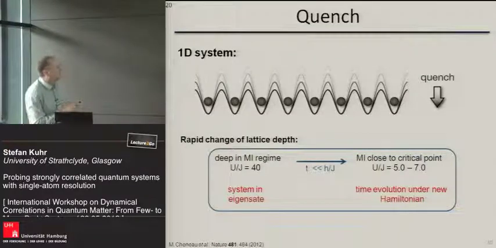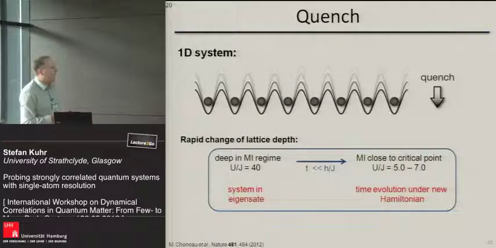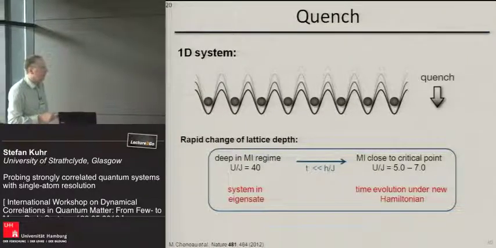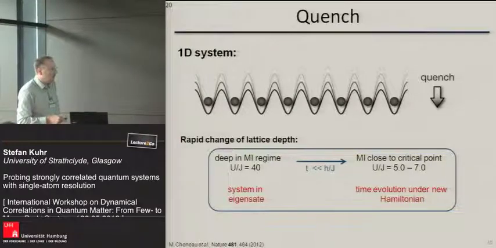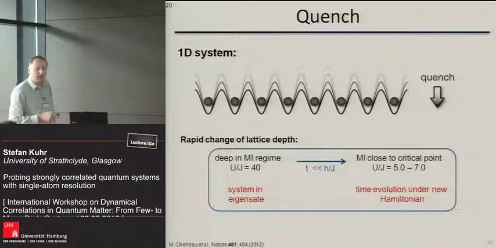Again, we stay with the 1D systems and we do a parameter quench. So we start with a system deep in the Mott insulating regime with U over J equals 40, and then within a time much smaller than the inverse tunneling rate, we ramp the system to a point which is close to the critical point. And the general philosophy of these quench experiments is that we start with a system in an eigenstate, and then as we rapidly change it, the system is no longer in an eigenstate for the new Hamiltonian, and we have a time evolution under this new Hamiltonian.